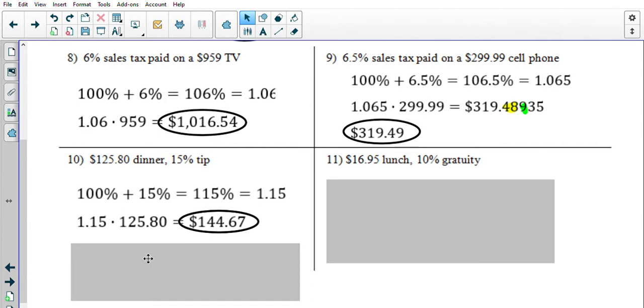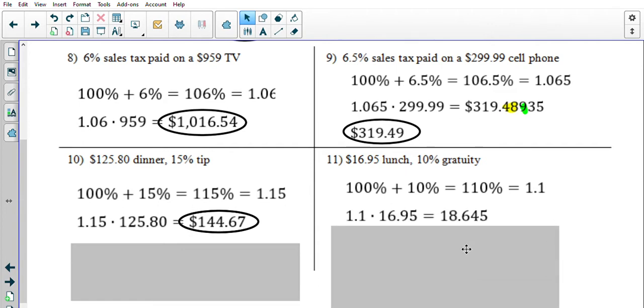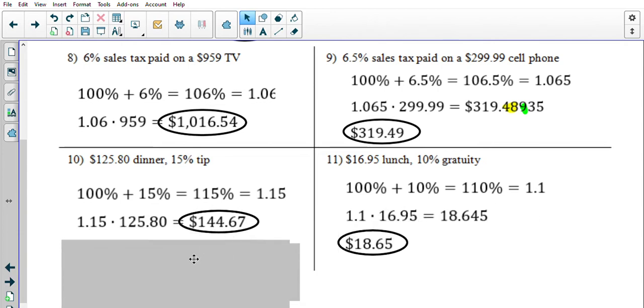Number 11, $16.95 for lunch and a 10% gratuity. So 100% plus 10% is 110%, or 1.1. Multiply that by $16.95, and you get $18.645. Since the next digit is a 5, the 64 cents rounds up to 65 cents. But again, you might leave $19 or maybe even 20 just to make it a nice round number.